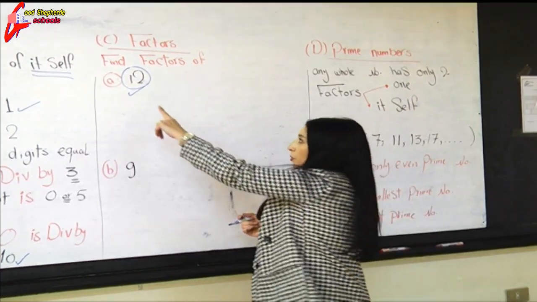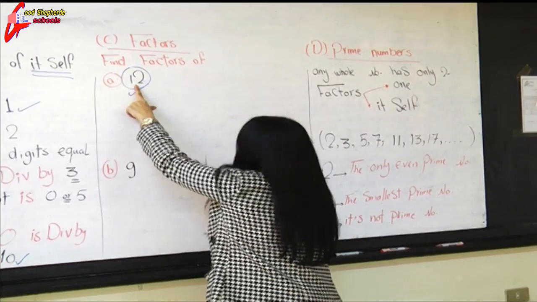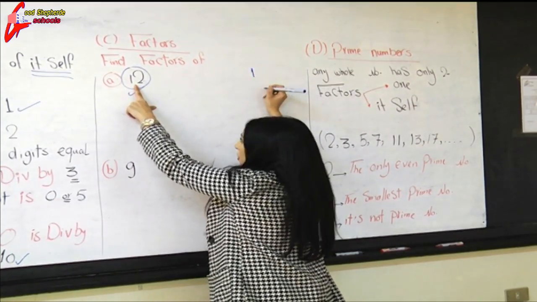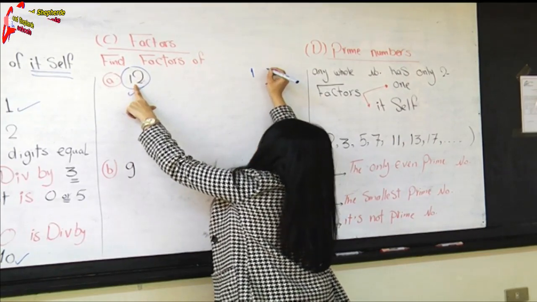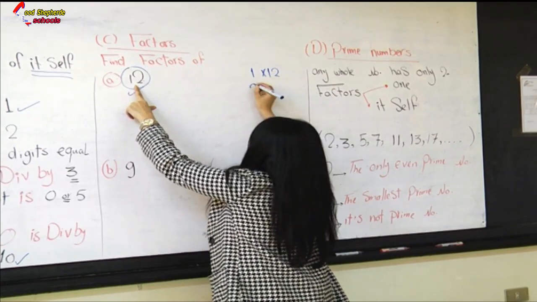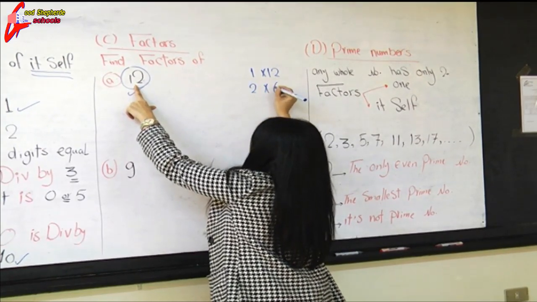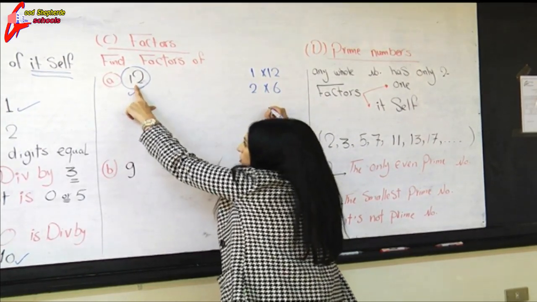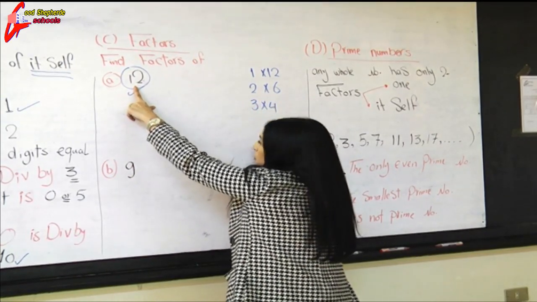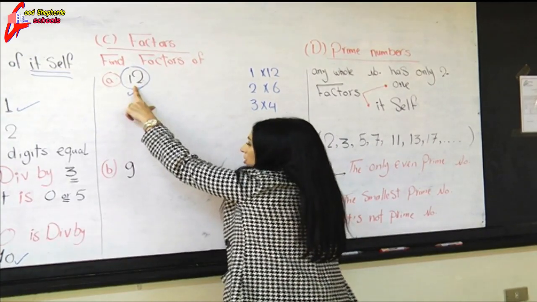Search for this number in each table. First, start with table 1. Do you have result 12? Yes, I have result 12: 1 times 12. Table 2, do you have result 12? Yes, 2 times 6. Table 3, do you have result 12? Yes, 3 times 4. Table 4, do you have result 12? Yes, 4 times 3.